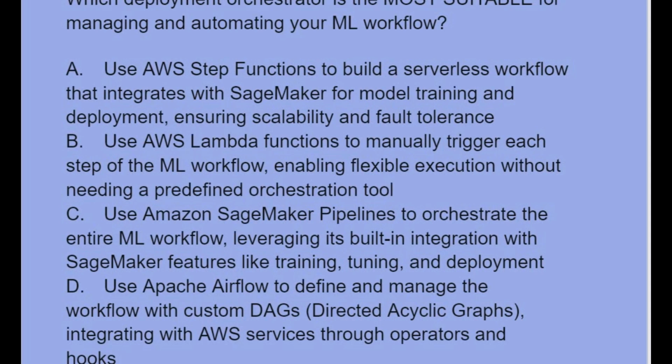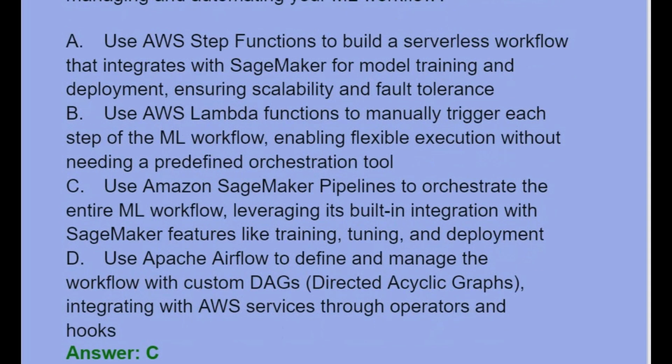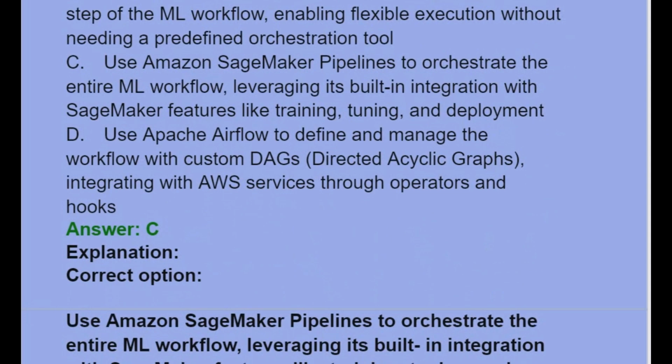Option C. Use Amazon SageMaker Pipelines to orchestrate the entire ML workflow, leveraging its built-in integration with SageMaker features like training, tuning, and deployment. Option D. Use Apache Airflow to define and manage the workflow with custom DAGs, that is, directed acyclic graphs, integrating with AWS services through operators and hooks. Correct answer is option C.